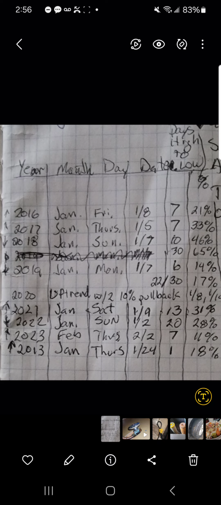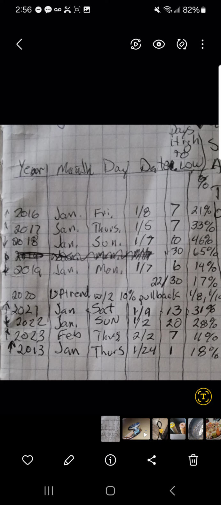2022, we were in a downtrend. And on the 2nd of January, we had a 28% dump that lasted 20 days. 2023, we were in an uptrend, and we didn't have a dump in January. We had a dump in February, on the 2nd of February. It lasted 7 days, and that was only 11%.